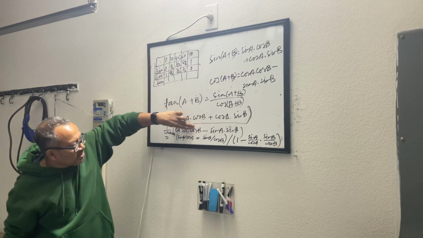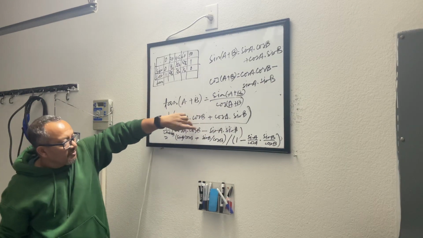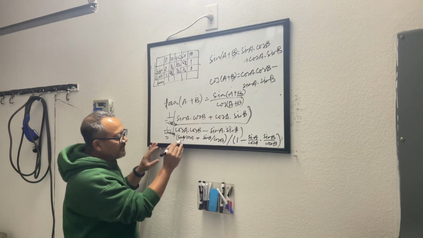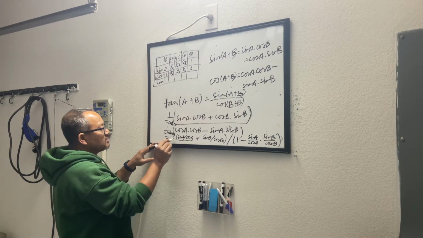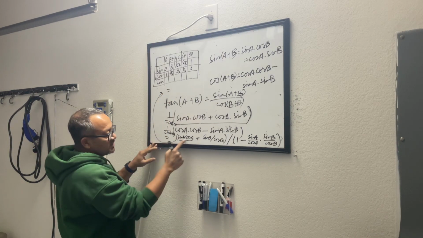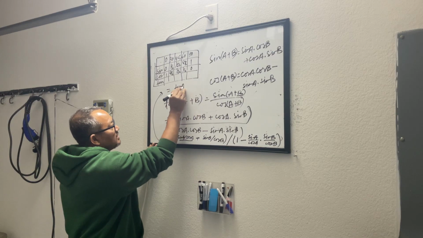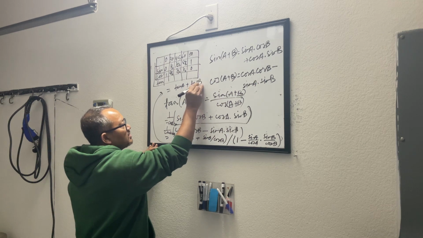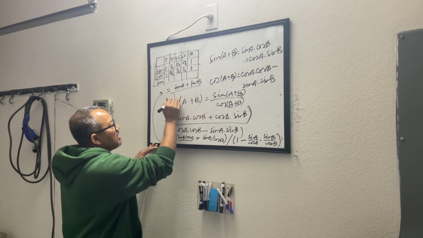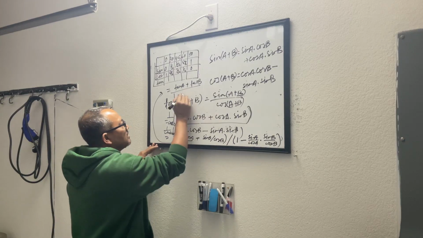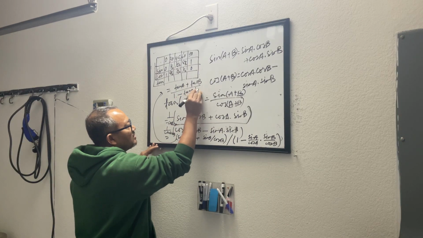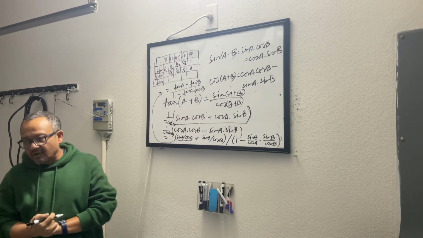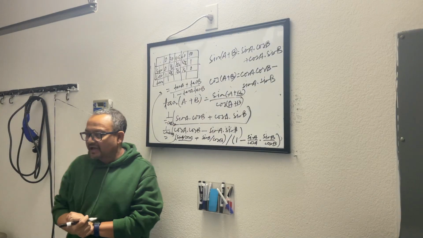When I am dividing this term by cos of B, this is the same thing, so this becomes 1 minus sine of A, sine of B divided by cos of A, cos of B. That's what you have. So sine of A by cos of A becomes tan of A, plus sine of B by cos of B becomes tan of B, divided by 1 minus tan of A, tan of B. So we have derived the third formula for angle addition for tangent also.